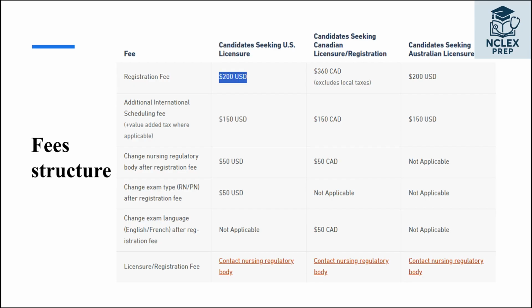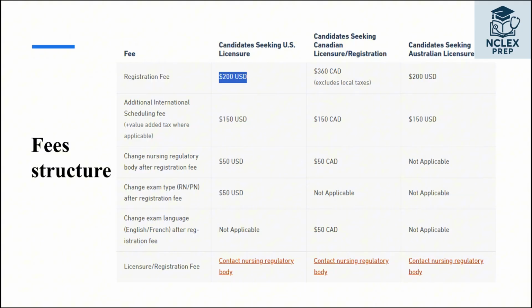Then if you change your exam type, if you first registered for the NCLEX-RN and then changed to NCLEX-PN, you need to pay an extra $50 for a US-seeking license. And for the other remaining two countries, there is no fee applicable. And the last applicable fee is for language change.